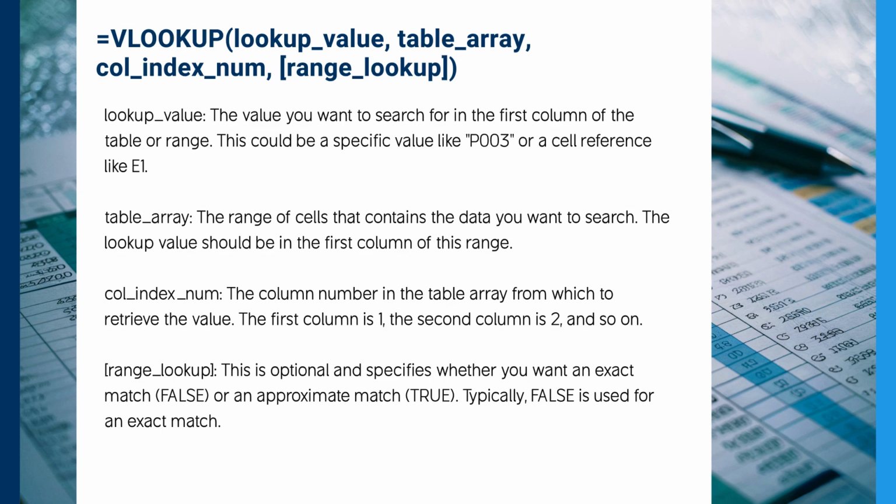Table array. This is the range of cells that make up the table where you want to look up the value. The first column in this range should contain the lookup value. Col index num. This is the column number in the table array from which you want to retrieve the value. The first column is 1, the second column is 2, and so on. Range lookup, optional. This specifies whether you want an exact match, FALSE, or an approximate match, TRUE. If omitted, Excel defaults to TRUE, approximate match.